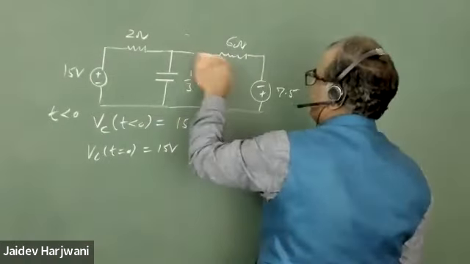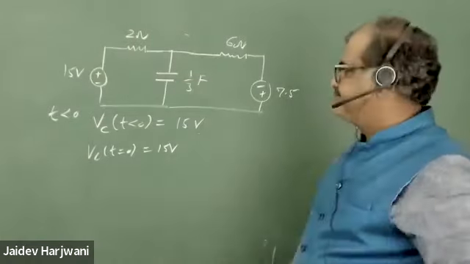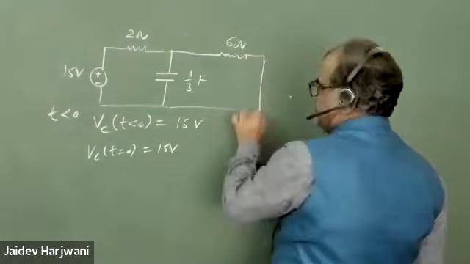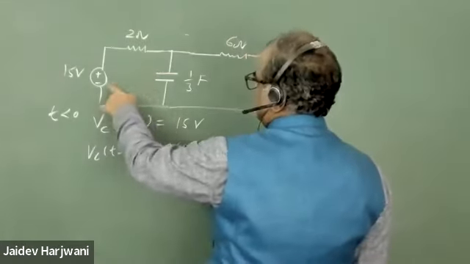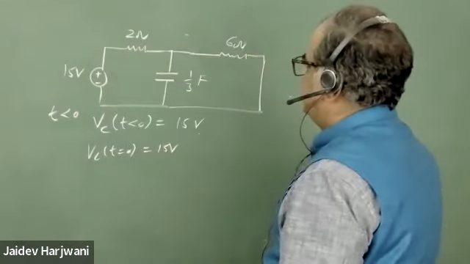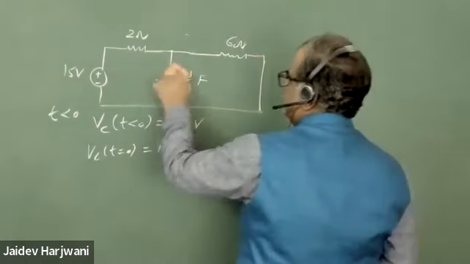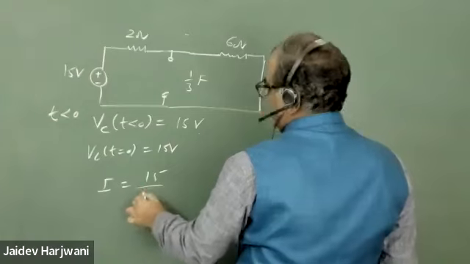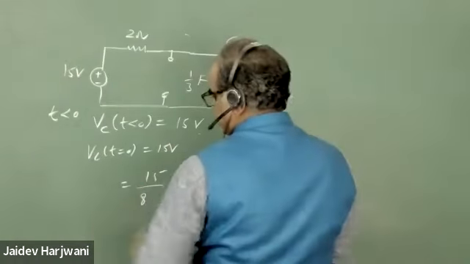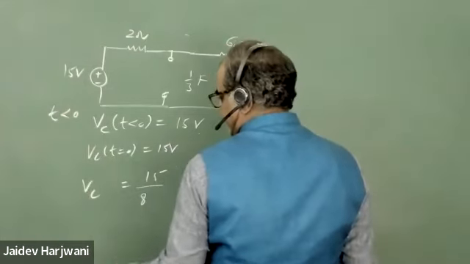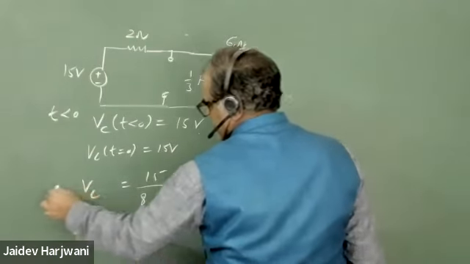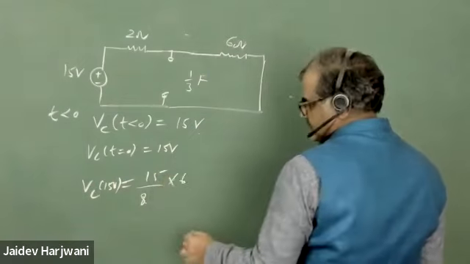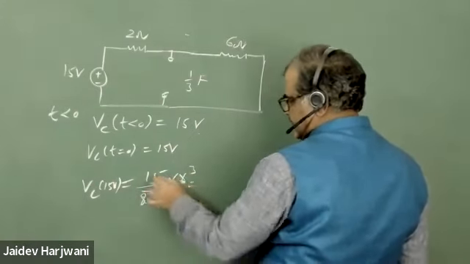So this is 6 ohm, my 6 ohm resistance. First, because of this source, how much will come? If you open, then these two are in series. No current is flowing here in the beginning. If no current is flowing here, I can find my I. So I will be 15 upon 8 ohm. And if I want VC due to this 15 volt source, then this will come 5/8 × 6. So this becomes 3/4. Okay, how much does that become?